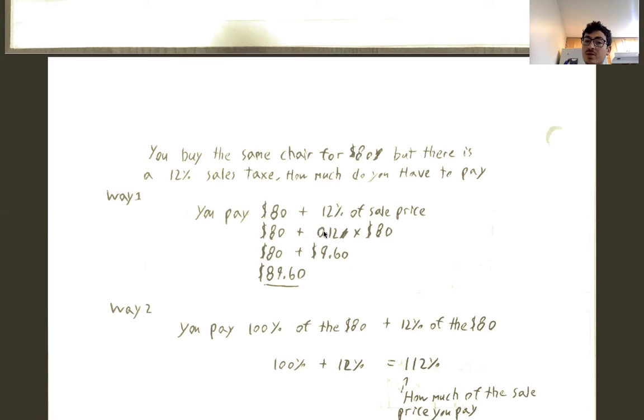This is going to be converting our 12% into decimal form, so 0.12, multiplied by the sale price. That's how much it says on the ticket, how much it costs, so $80. And this is going to give us 80 plus 9.6, or $9.60. And that's going to give us a total of $98.60 for the cost of this chair.